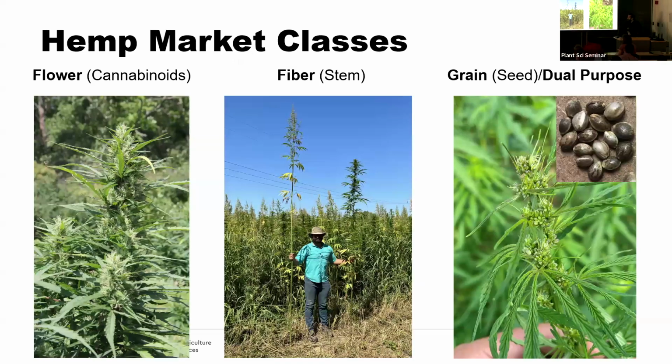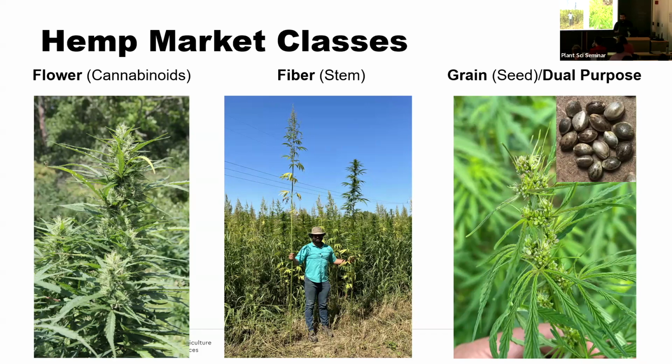So to start off, for some of you that are not familiar with this crop, there are three main market classes in hemp: flower, fiber, and grain. For the flower, obviously the end product is the extraction of cannabinoids. But for all these market classes, there are key traits to take into account when considering and breeding cultivars. For the flower per se, the idea is to increase the floral biomass.